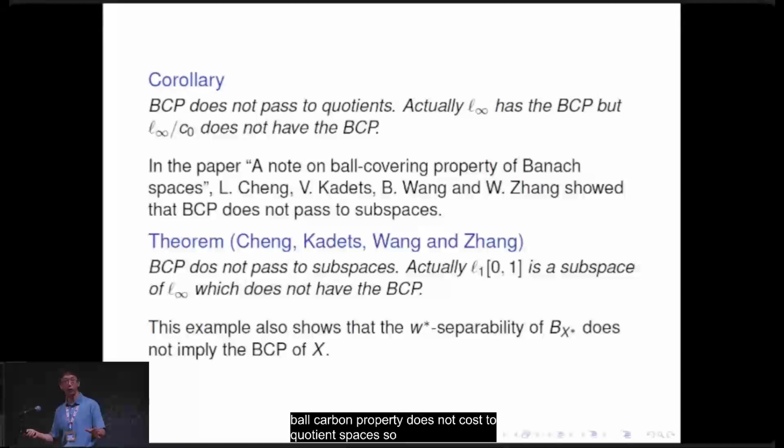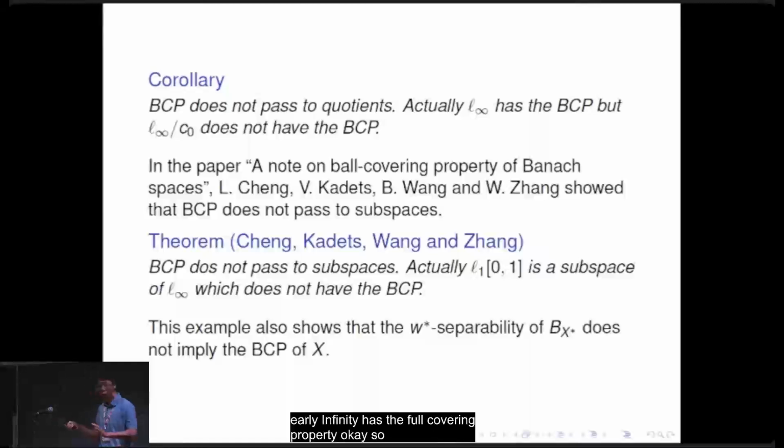A natural question is whether the ball covering property passes to subspaces. Another result shows that little l infinity of the unit interval, which is a subspace of l infinity, does not have the ball covering property, but it is easy to see that little l infinity has the ball covering property. So it does not pass to subspaces.